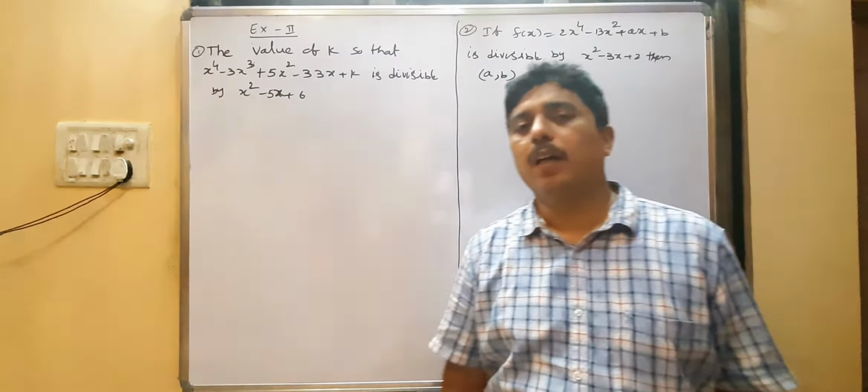Minus c is S3. S3 means the sum of the product of three roots. You can close one root at a time: 1 into 2 into 3, close the 3, 1 into 2 into 4, close 2, 1 into 3 into 4, close 1, 2 into 3 into 4. So minus c equals 6 + 8 + 12 + 24, that is 50. So c equals −50.